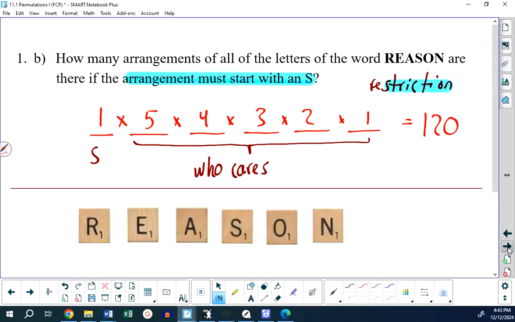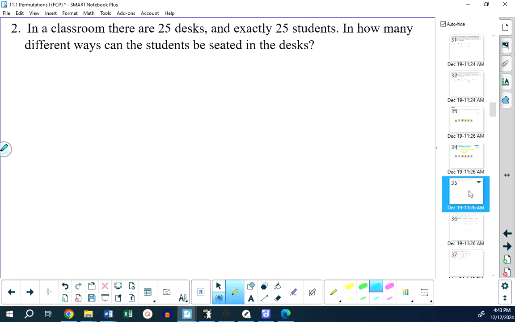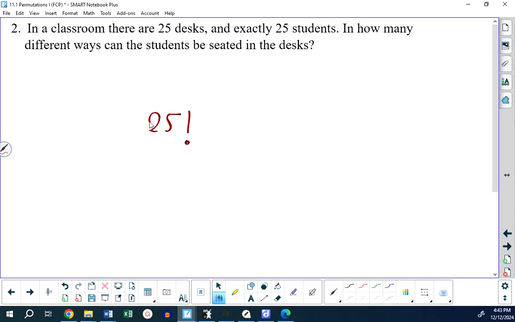When we take a look at 1b, it turns out that we had 1 times 5 times 4 times 3 times 2 times 1, but this is 5 factorial. So we could have written 5 factorial for this answer instead of 120. Of course, this 1 over here at the beginning of our fundamental counting principle doesn't really change anything. It's 5 factorial. Regardless, the answer to question number 2 is 25 factorial.